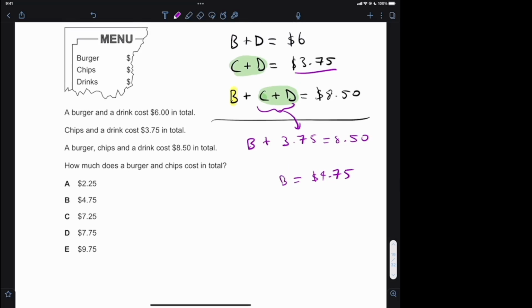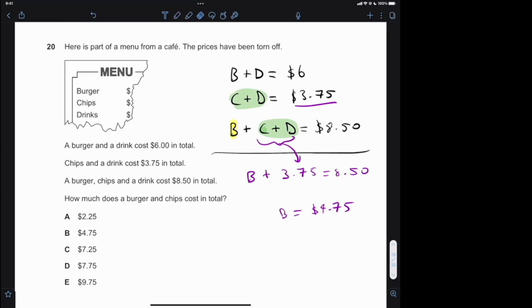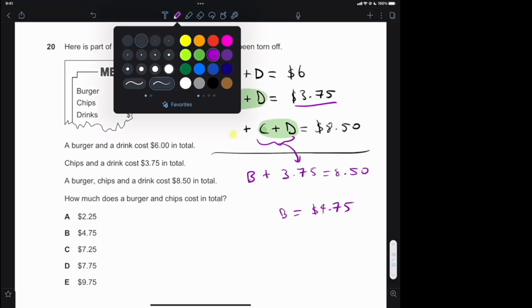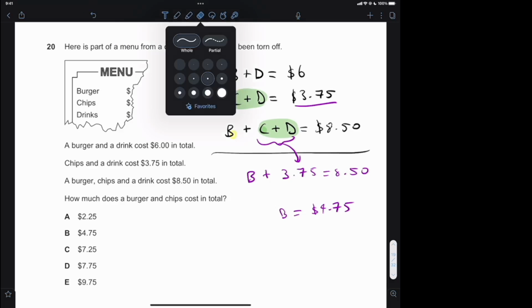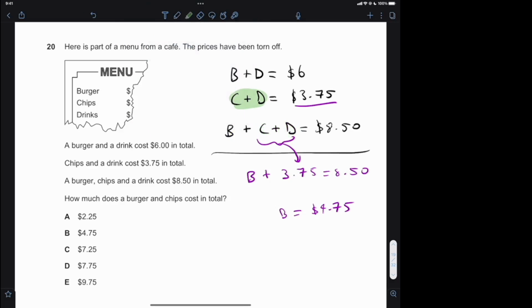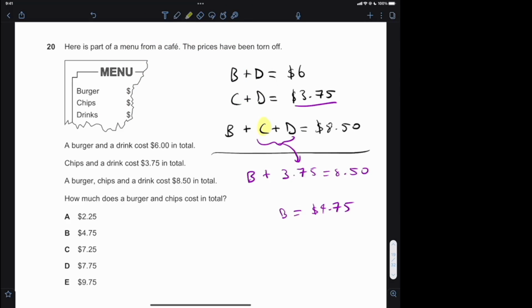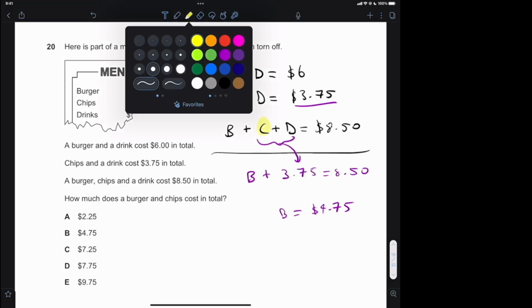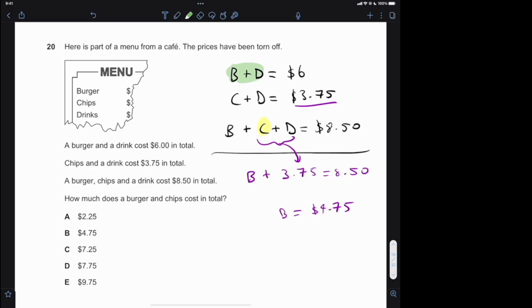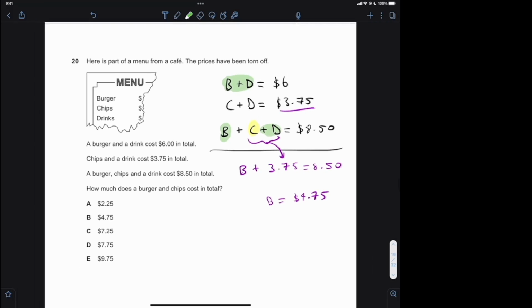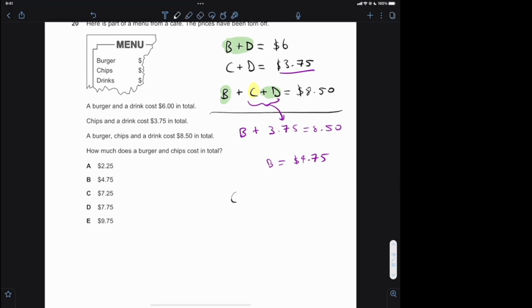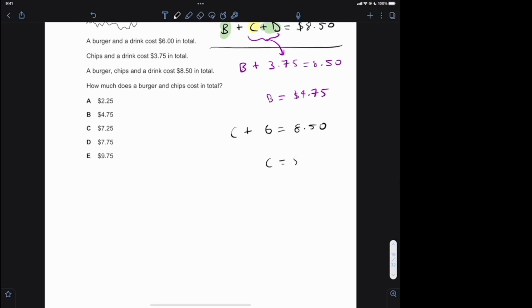Now we can do the same thing for the chips. Let's rewrite this and get rid of this highlighter. We can find what the chips are based on the fact that burger and drink is $6. If burger and drink is $6, then the chips plus the $6 has to equal $8.50. So you can see the chips have to be $2.50.